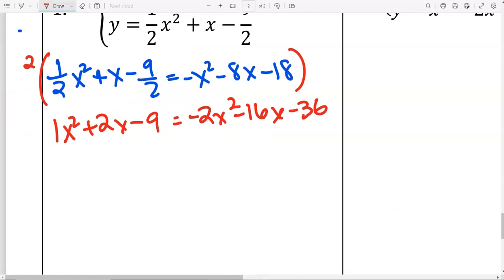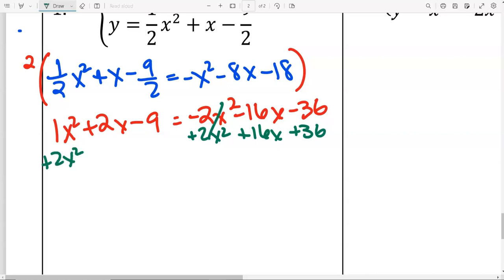Now I'm going to move stuff so that my x squared, my x, and my constant are all together, and so that my x squared stays positive. I'm going to move everything from the right over to the left side. So I'm going to add 2x squared, add 16x, and add 36 all over.